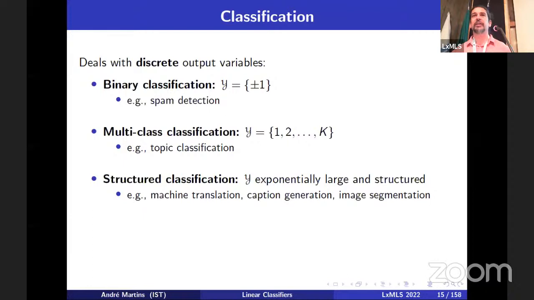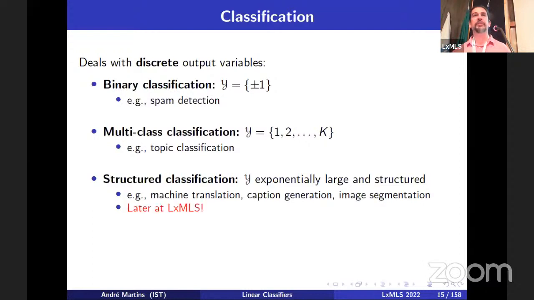Other problems are if you have a sequence as input, and you want to label each element of that sequence in the output. And the number of different ways of labeling an entire sequence is going to grow exponentially fast with the length of the sequence. So this is called structure prediction or structure classification if you are talking about classification.